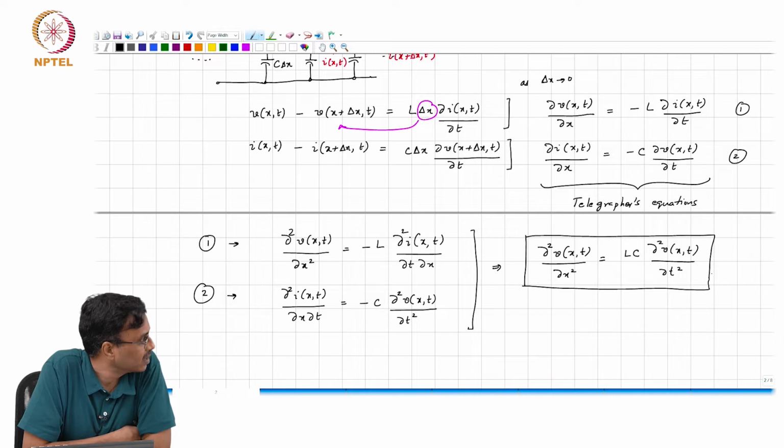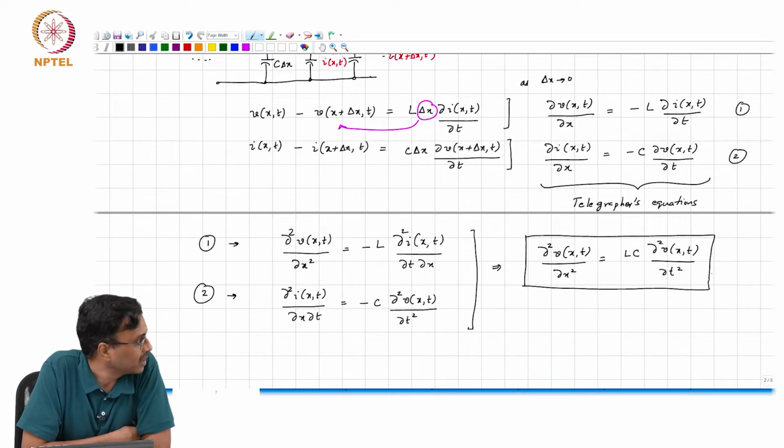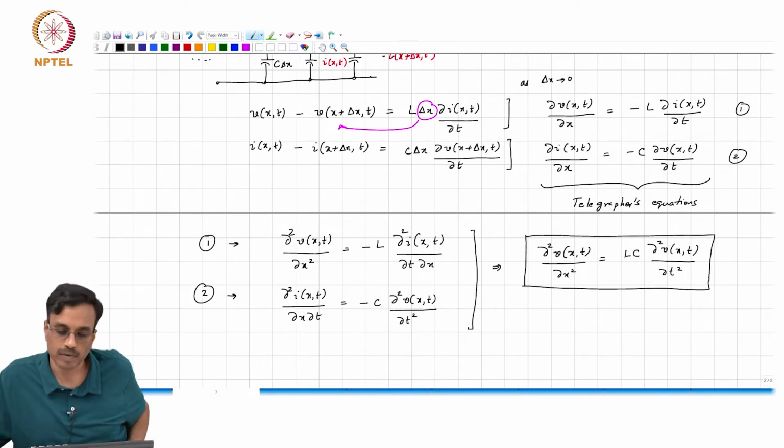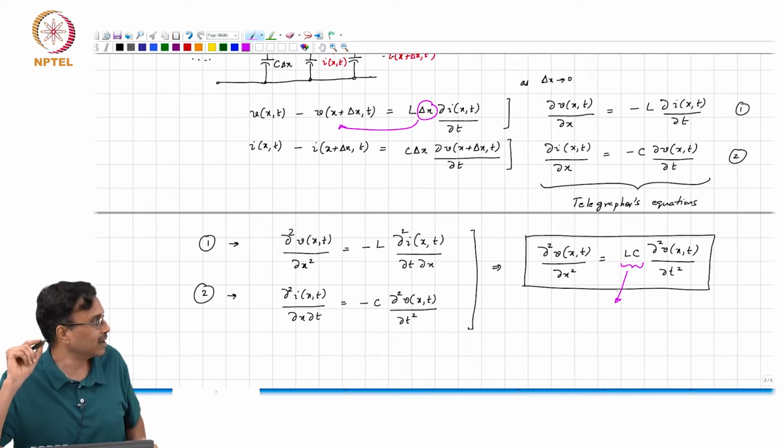What are the units on the left hand side? Volt square per meter square. On the right hand side, what are the units of this guy here? Remember, L in this notation is inductance per unit length. You have to bear that in mind. It is a little bit of notational abuse.